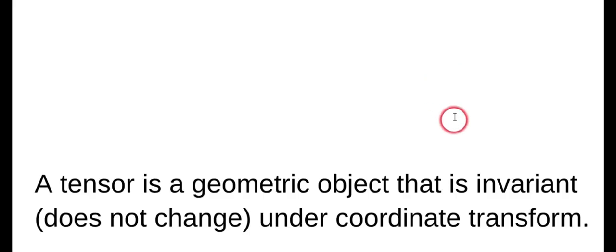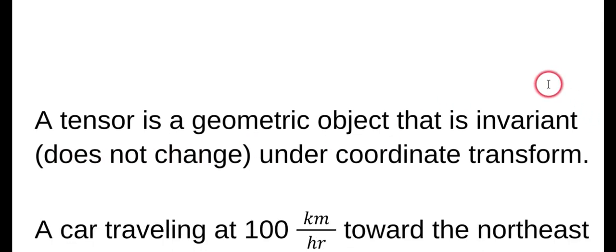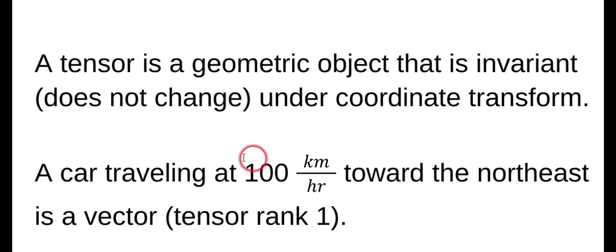A tensor is a geometric object that is invariant, does not change, under coordinate transform. So, as an example, a car traveling at 100 kilometers per hour toward the northeast is a vector, a tensor of rank 1. So it has a direction and it has a magnitude. Now, this car doesn't care what coordinate system you use. It doesn't even know there is a coordinate system. It's going 100 kilometers per hour towards the northeast. That's it. So that's a tensor. It is invariant no matter what you want to do to it.